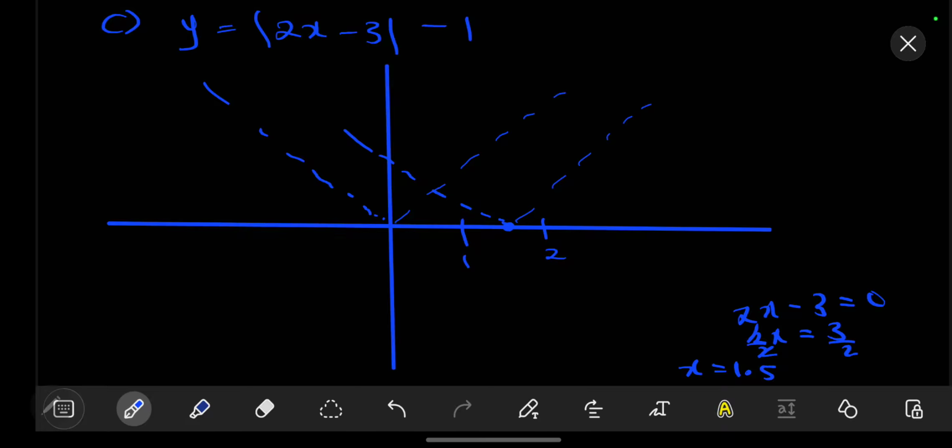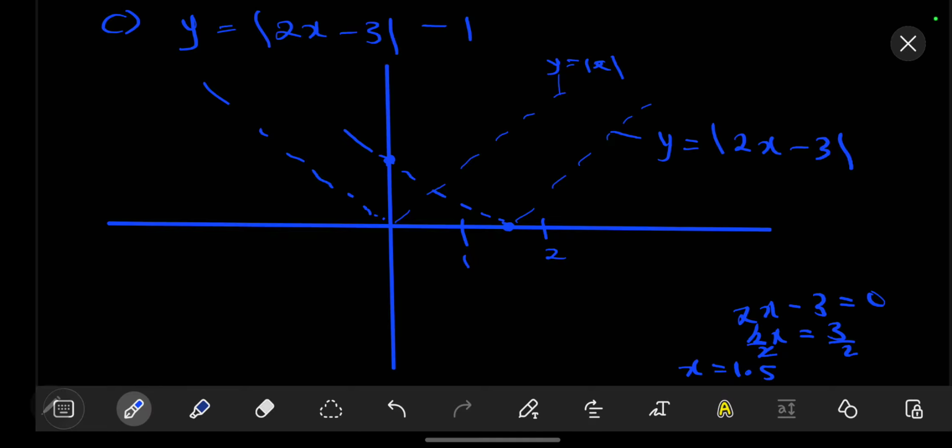So now for that one, we can label this one as our y equals the absolute of x, which we know. Then this one will be our y equals the absolute of 2x minus 3. Then we have minus 1. What does this minus 1 do? It's a shift in the y direction. It means to say each and every point.